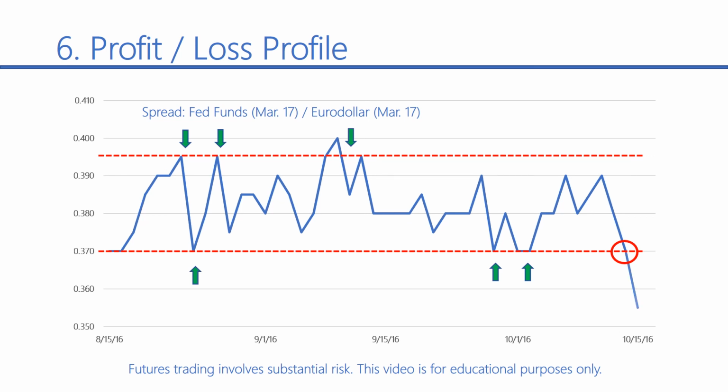October 14th moves lower, however. What do you do now? Well, this range has been so predictable, so you stay in the trade. The 15th extends the loss. The last 2 trading days may negate all of the previous small gains combined.